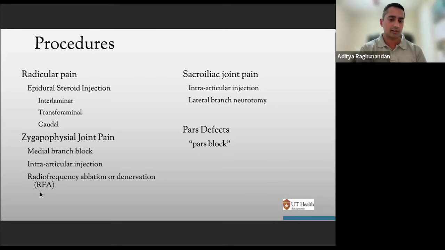And then the ablation itself: there are some controversies as to whether ablation, or burning nerves, is the best answer or solution. There's a gray area there. Happy to talk about that later too.